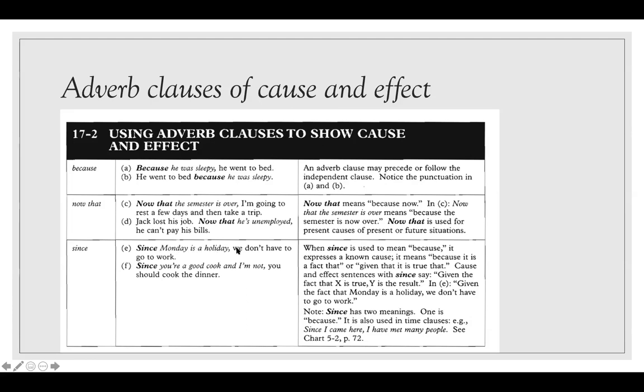Since Monday is a holiday, we don't have to go to work. Okay, so this is a fact. Since you're a good cook and I'm not, you should cook the dinner. So again, this is a fact. You're a good cook, I'm not: cause and effect. Okay, so these are the words introducing cause and effect.